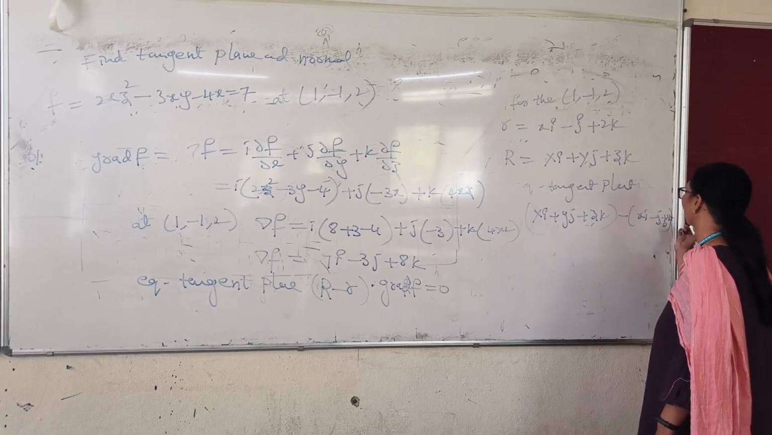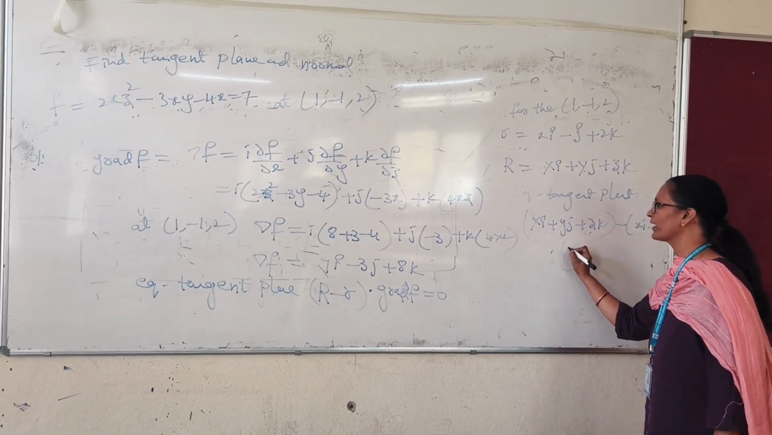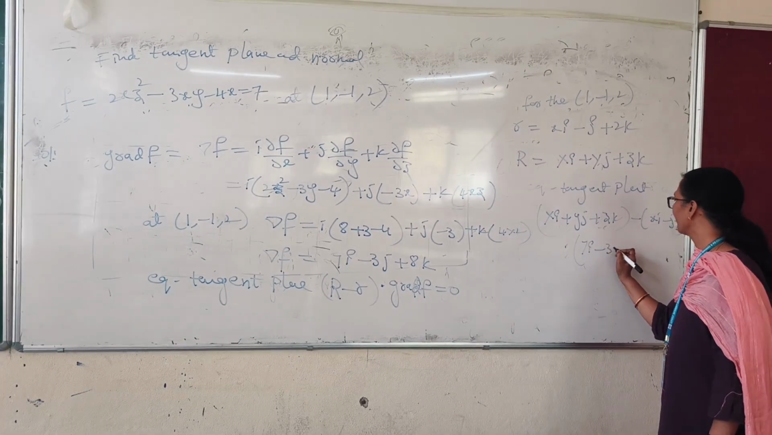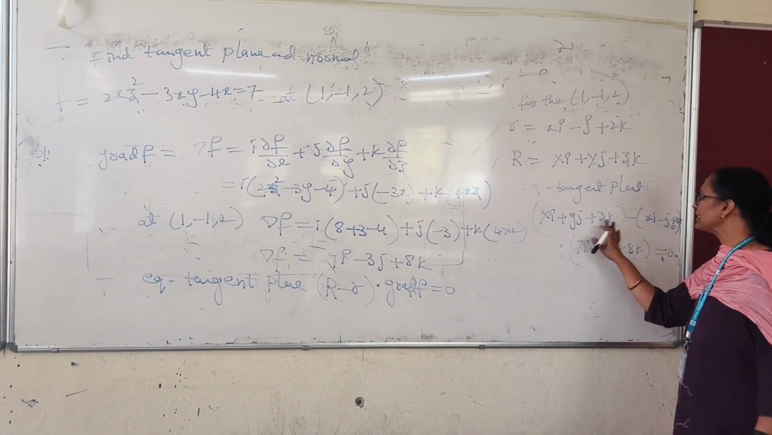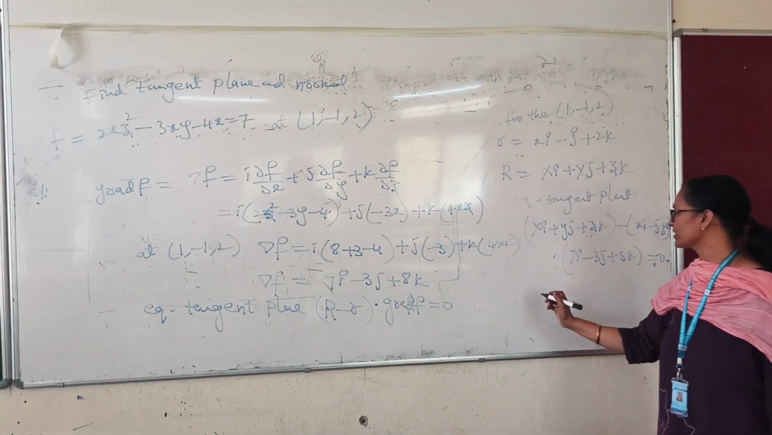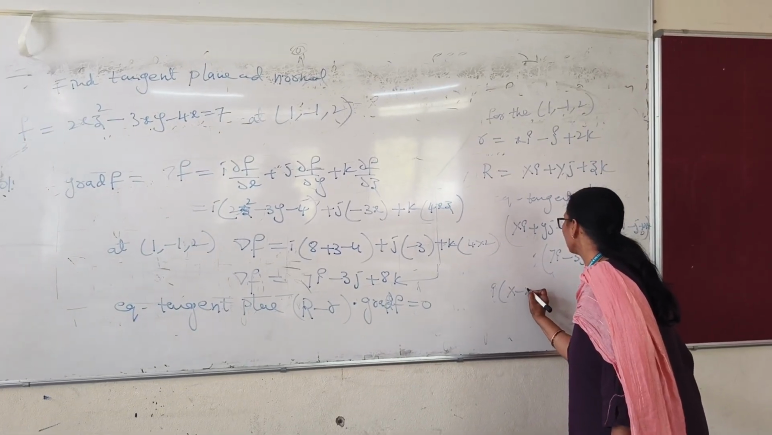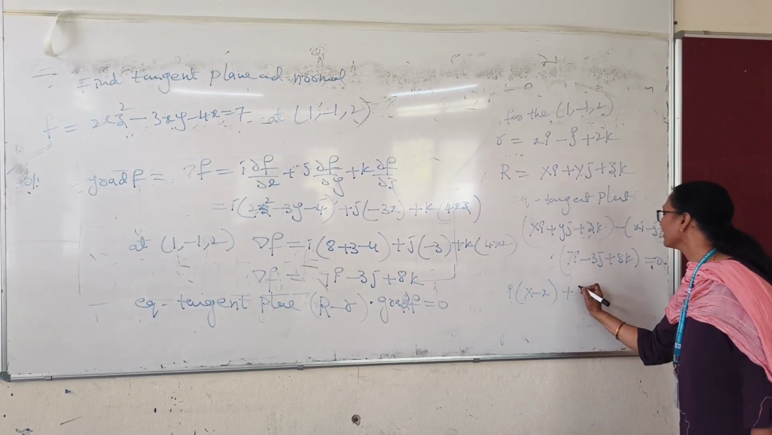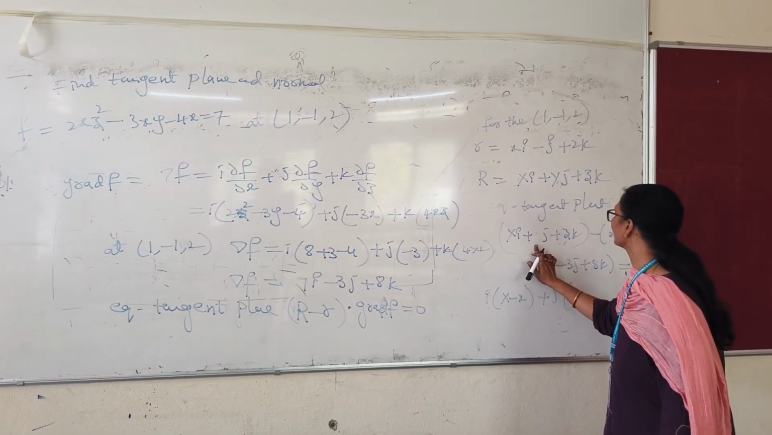Just take i, j, k as common and write this. Here also, write this capital Y. So capital Y, minus of minus plus, you will get 1 here. Again, if you take k, this is also that, this is capital Z, and this is 2k. So that's why we can write Z minus 2. It is k. So this is the equation of the tangent plane.